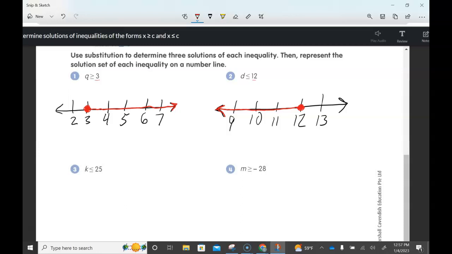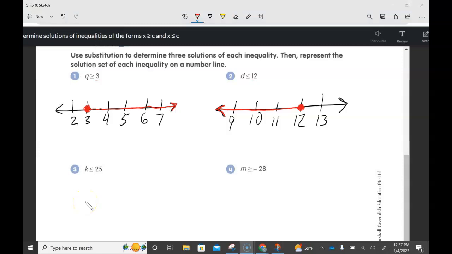So 11.8 would make the statement true. 10 would make the statement true. Negative 55 would make the statement true. 12 would also make the statement true because it's either less than or equal to 12.